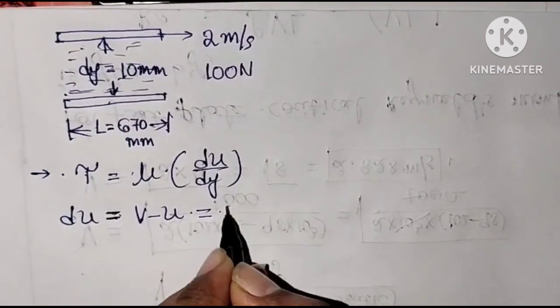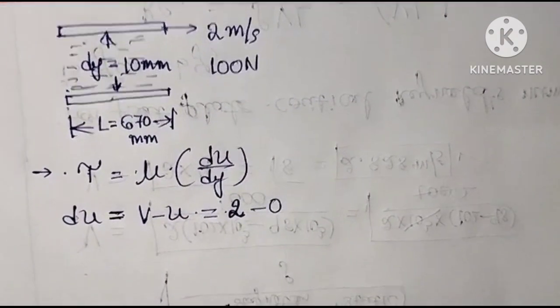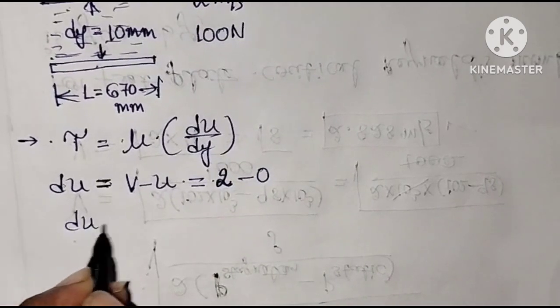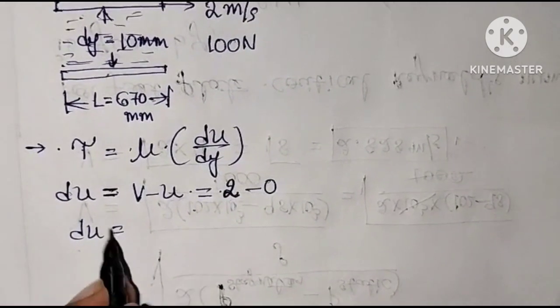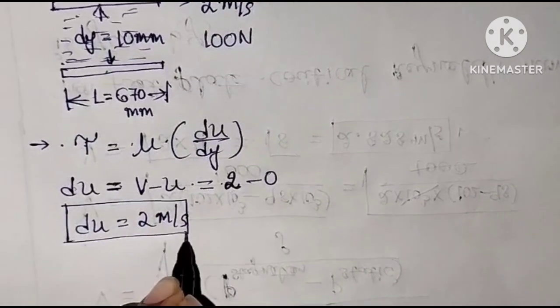Final velocity is 2 meters per second. Initial velocity of the plate is 0. So du is equal to 2 meters per second.